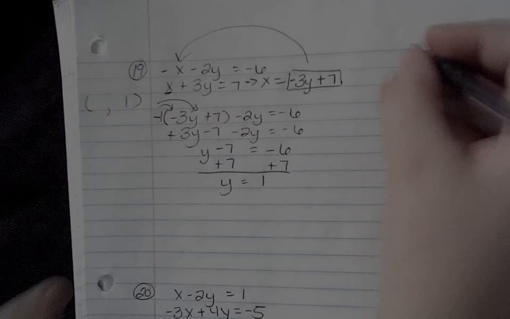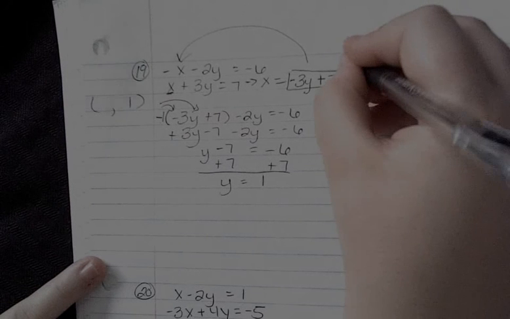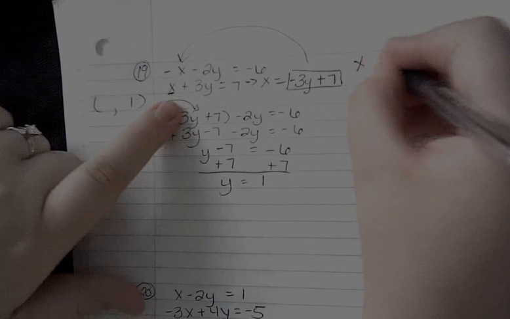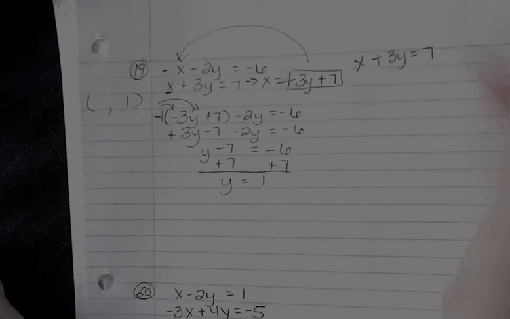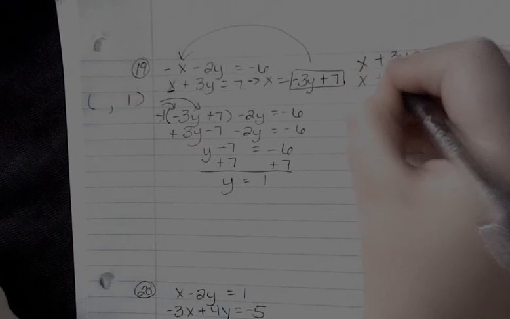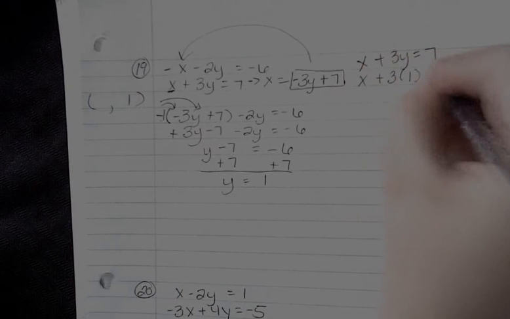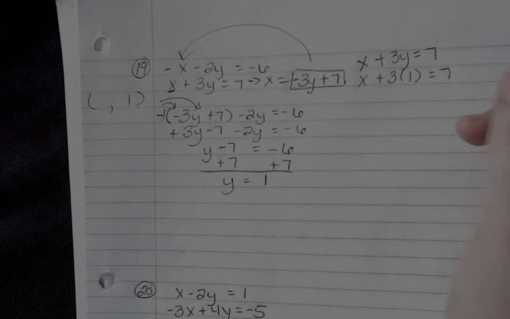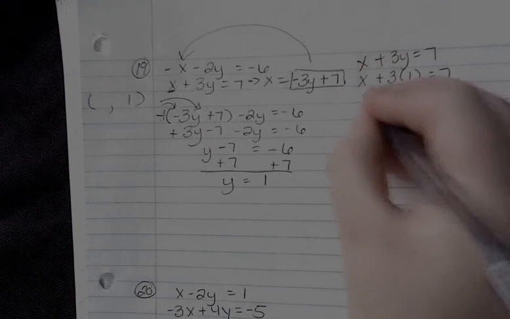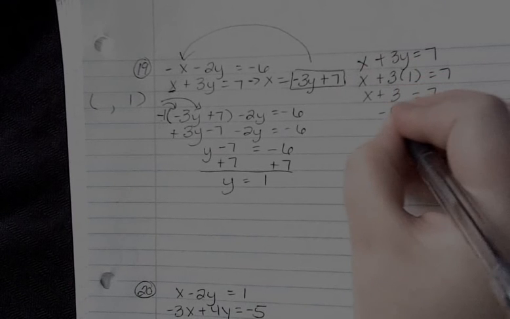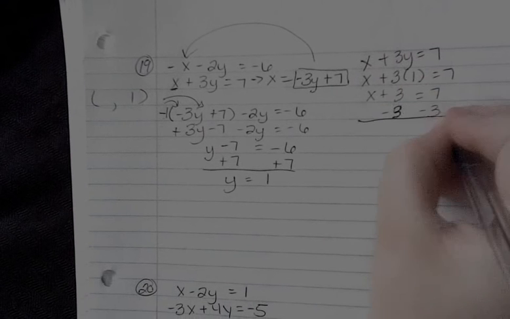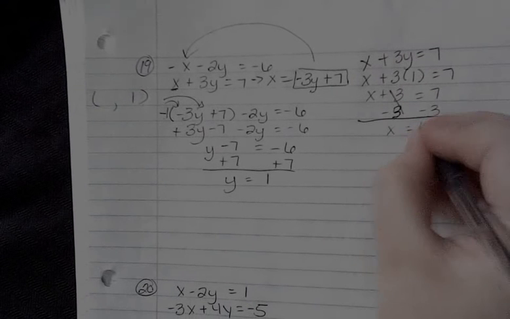Now I'm going to plug this into my original equation, which was x plus 3y equals 7. And instead of writing my y, I'm going to write my positive 1. So 3 times 1 is 3. Subtract 3 from both sides to get x equals 4.